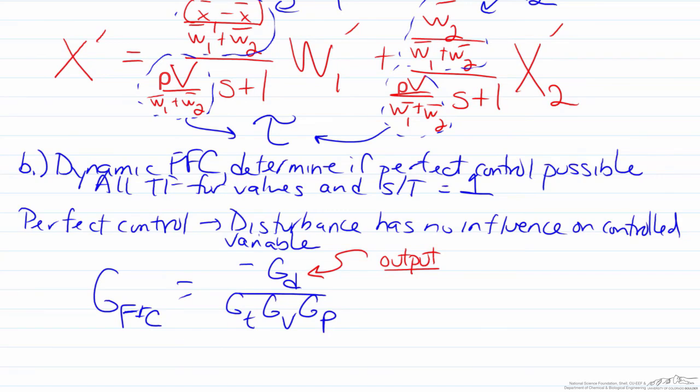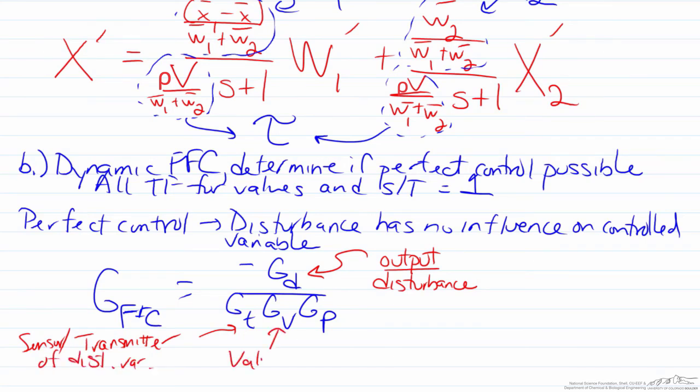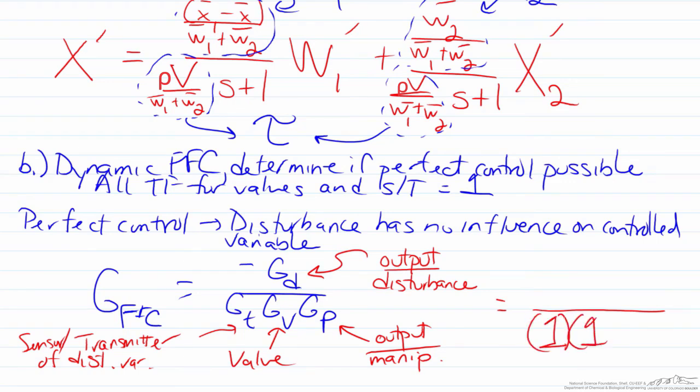So GD represents how the output variable is influenced by a change in the disturbance variable. GT is the transfer function for the sensor transmitter of the disturbance variable. GV is the transfer function for the valve. And GP is the process transfer function for the relationship between the output variable and the manipulated variable. So if we try to match these with what we've seen so far, GT and GV in the problem statement are explicitly stated to be equal to 1.